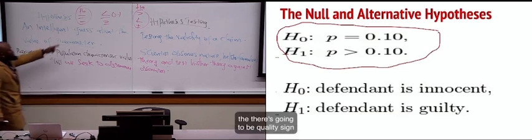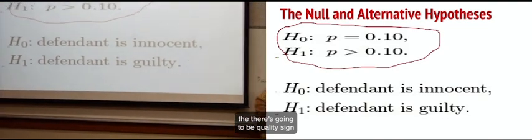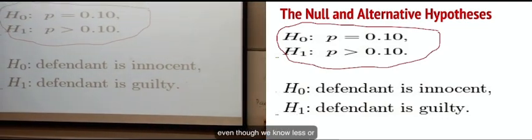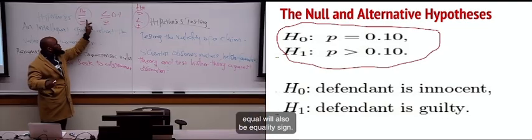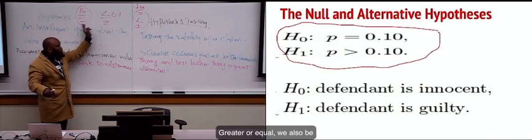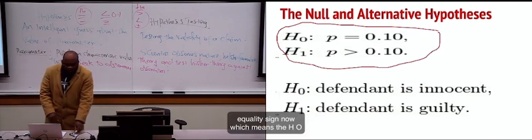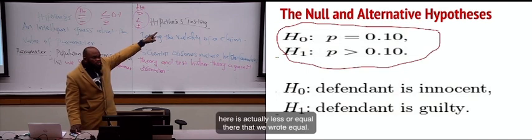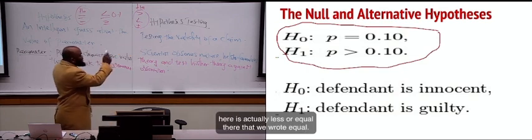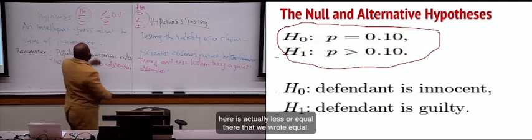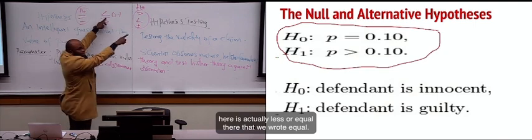But under the null, it's always going to be an equality sign. Even though we know less than or equal to also has an equality sign, and greater than or equal to also has an equality sign. Which means the H0 here is actually less than or equal to, where we wrote equal to.